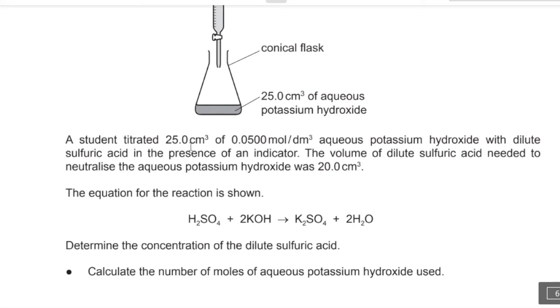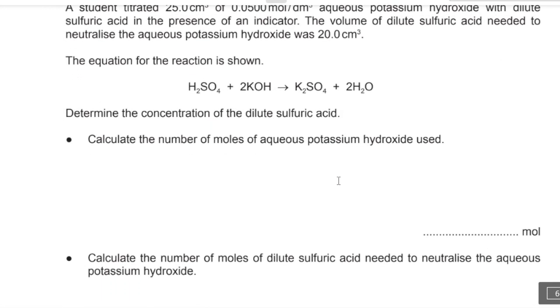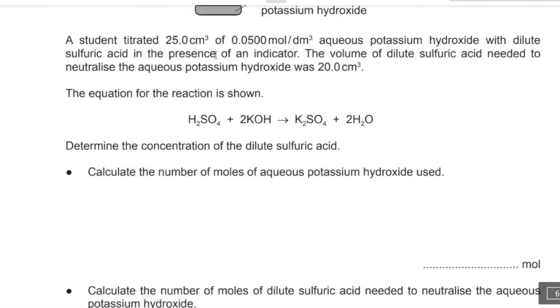So you're given the volume and concentration of the base and the volume of acid. The equation for the reaction is shown, and you're asked to determine the concentration of dilute sulfuric acid. So first you need to follow the steps which would lead you to the answer eventually. Calculate the number of moles of aqueous potassium hydroxide. So you have the concentration and volume.